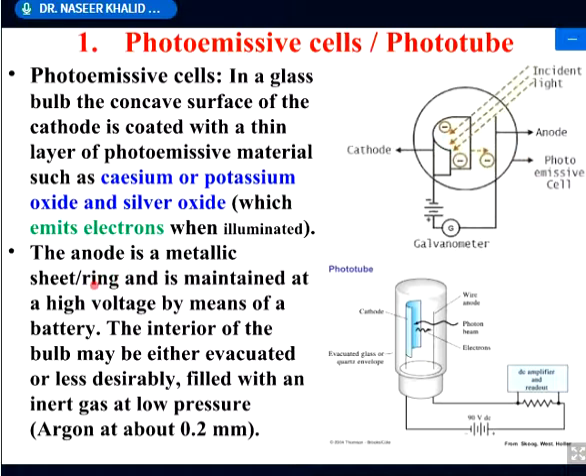This anode is made of what? It is a sheet again. It could be a sheet, it could be a ring, it could be a rod. Whatever it is, it is maintained at high voltage by means of a battery externally.